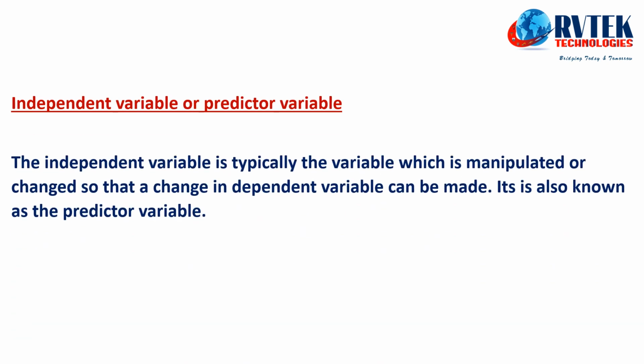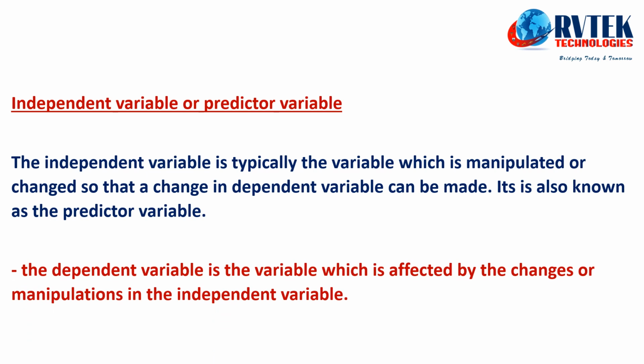Independent variable is otherwise known as predictor variable. Independent variable is typically the variable which is manipulated or changed so that a change in the dependent variable can be made. It is also known as the predictor variable. The dependent variable is the variable which is affected by the changes or manipulations in the independent variable.